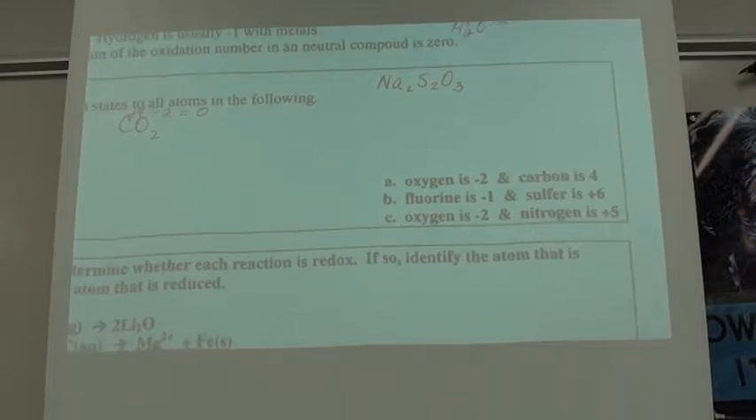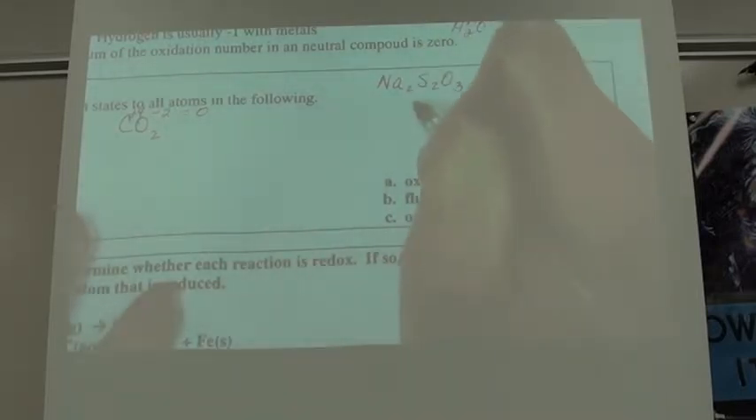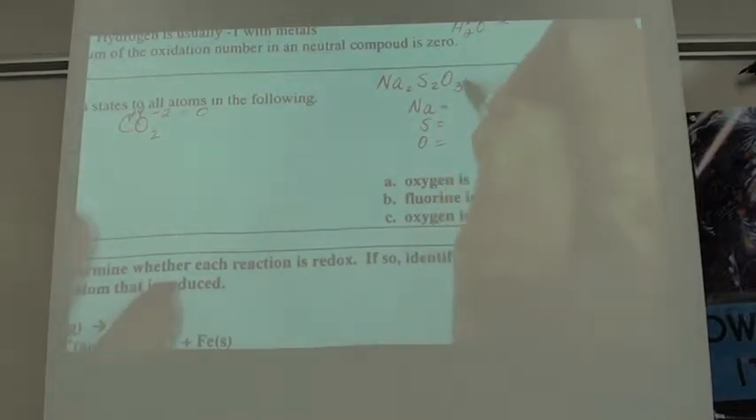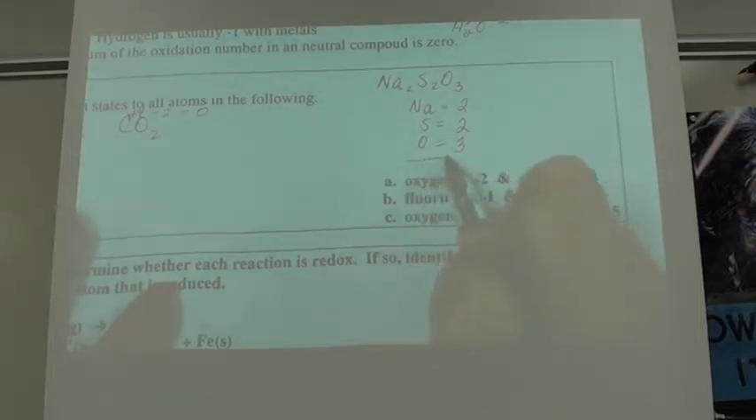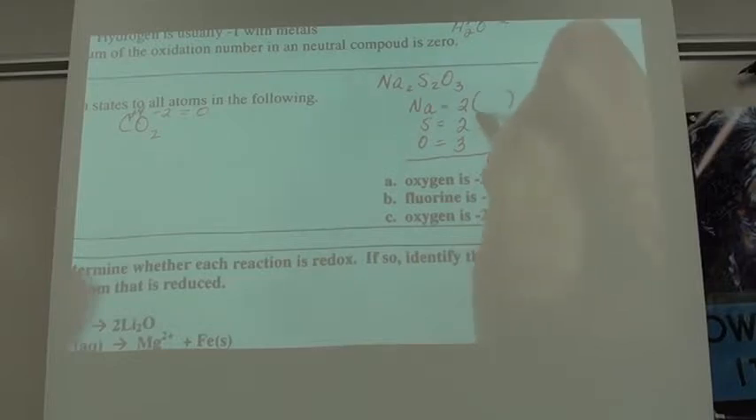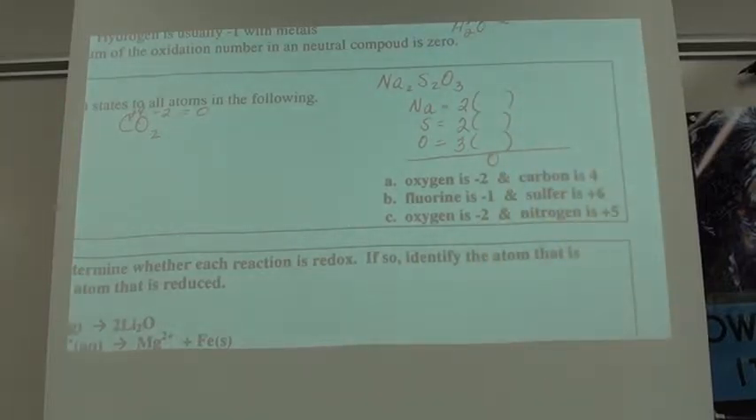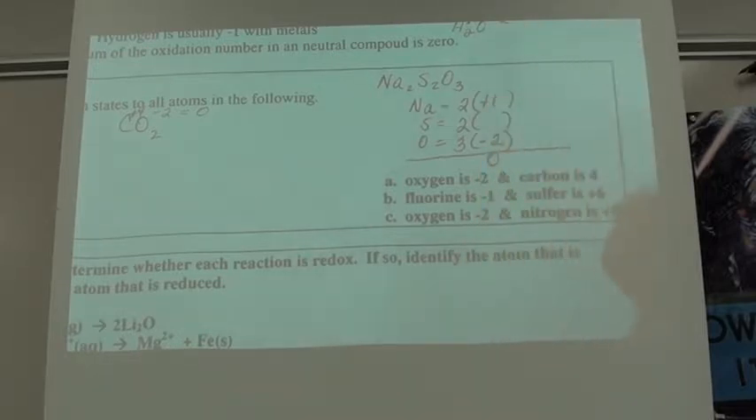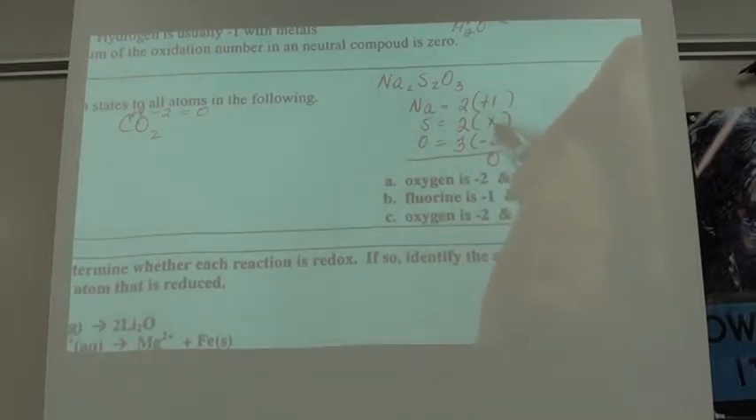To solve for the oxidation numbers in this compound, I first list the atoms in the compound. There's a sodium, a sulfur, and an oxygen. Then I count them. There are 2 sodiums, 2 sulfurs, and 3 oxygens. I know that the charge of all of these atoms will add up to be 0, since it's a neutral compound. Now I'm going to insert in the parentheses the oxidation numbers of the atoms that I know to help me find the atom that I don't know. Which atom do I know? Oxygen is -2. Sodium is +1. And the sulfur I'm unsure about, so I'm going to call it X.